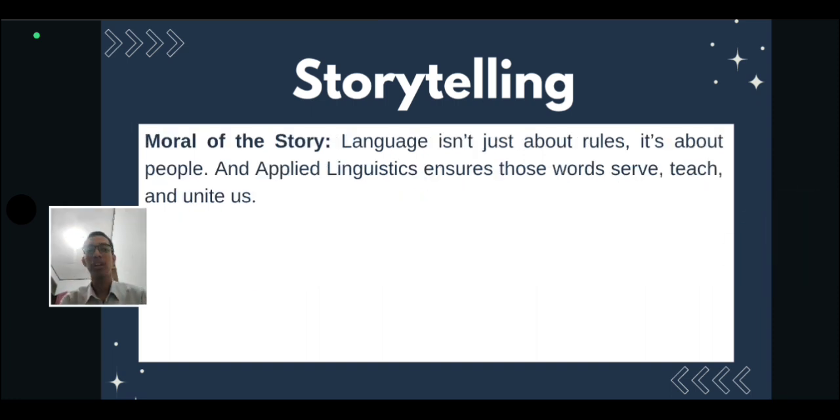Moral of the story: language isn't just about rules; it's about people, and applied linguistics ensures those words serve, teach, and unite us.